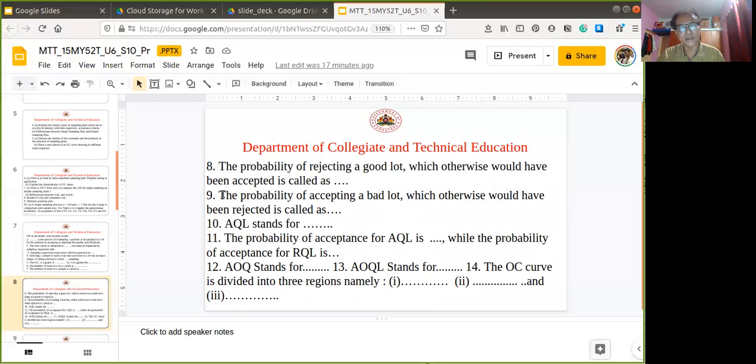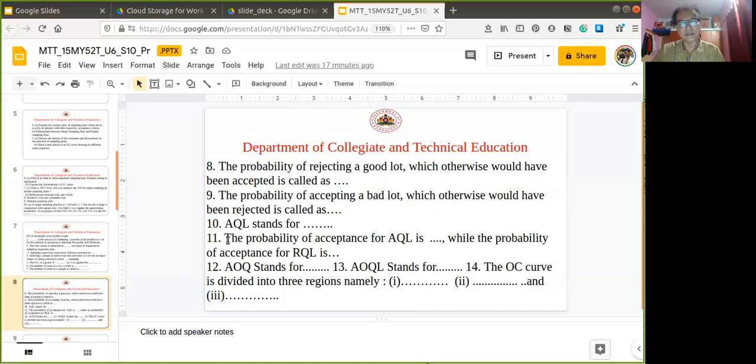Now, the ninth one is the probability of accepting a bad lot which otherwise would have been rejected. It is called the consumer's risk. Then AQL stands for the acceptable quality level.